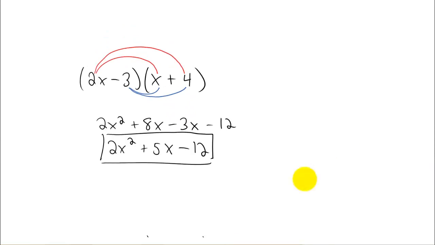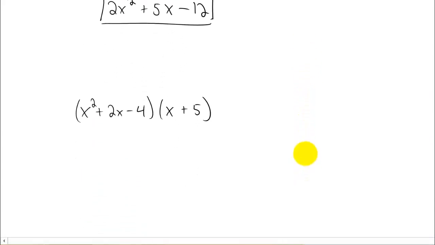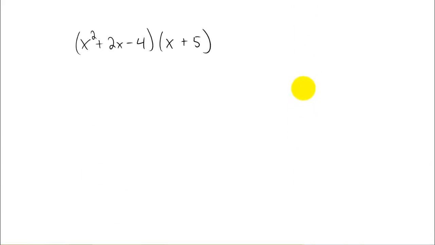All right, let's do a more complicated one. What happens if you now try to multiply a trinomial, that's three terms, times a binomial with two terms? Well, as it turns out, the process is really pretty much the same. We're still going to take every term in the first polynomial and distribute it through every term in the second polynomial. I'll show you what I mean.